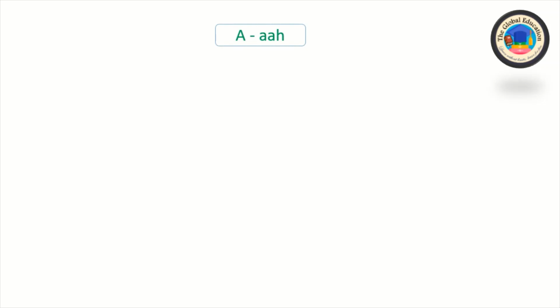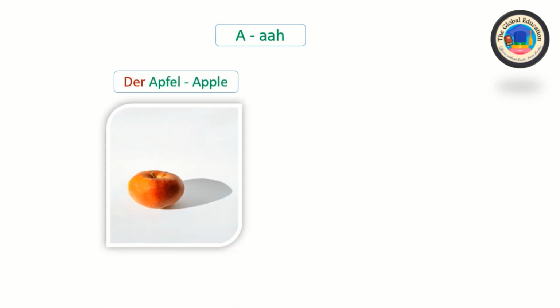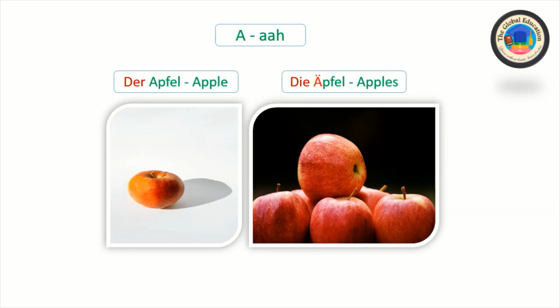Now we will take a few examples for all the alphabets. We start from A: der Apfel means one apple, and if we have more than one apple, it is plural, so we use die Äpfel. In plural form we always use the article die, whereas normally the apple has the article der.